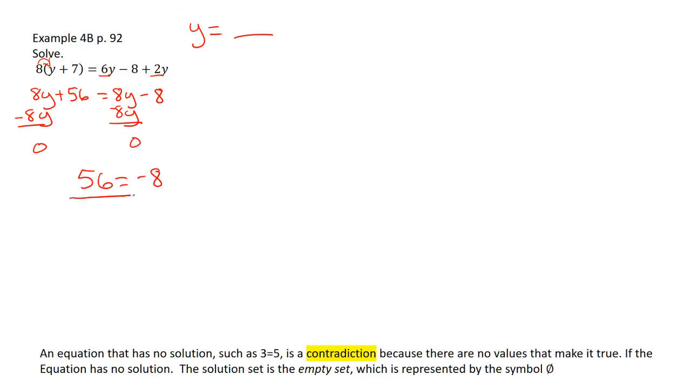And that is not true. 56 is not equal to negative 8. So an equation that has no solution, such as 3 equals 5 or 56 equals negative 8, is a contradiction because there are no values that will make it true. If the equation has no solution, the solution set is the empty set, which is represented as this.